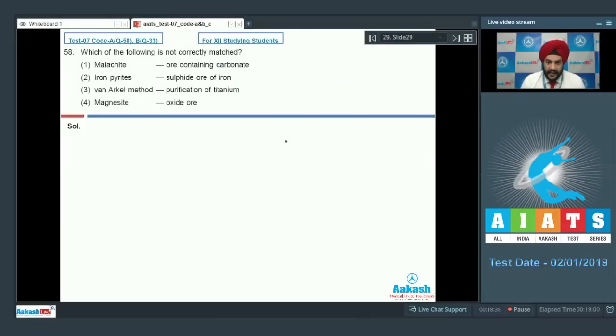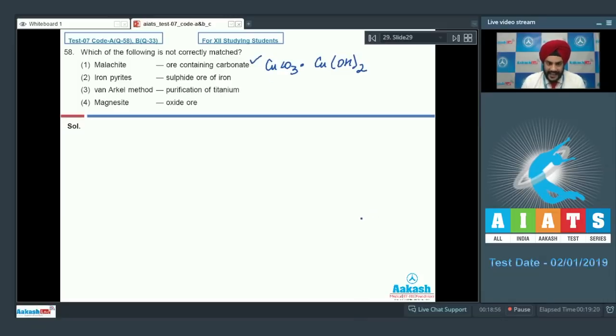Question number 58. Which of the following is not correctly matched? In the first option, malachite. Malachite is CuCO3·Cu(OH)2. So it is basic cupric carbonate and it is an ore containing carbonate ions. So the first match is correct.